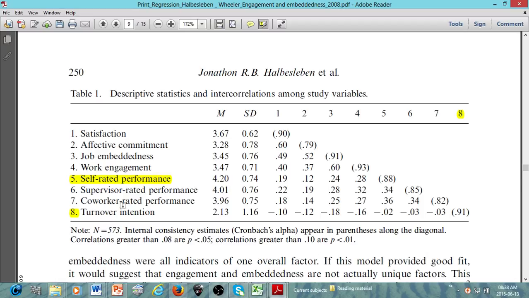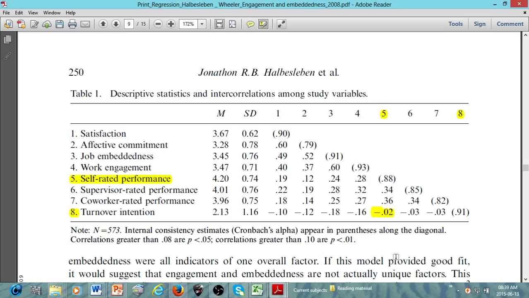Where does turnover intention intercept self-rated performance? We see number 5 refers to self-rated performance. So we go along turnover intention. Where's number 5? There, it intercepts number 5. So the correlation coefficient between turnover intention and self-rated performance is negative 0.2. So now it's a negative number.